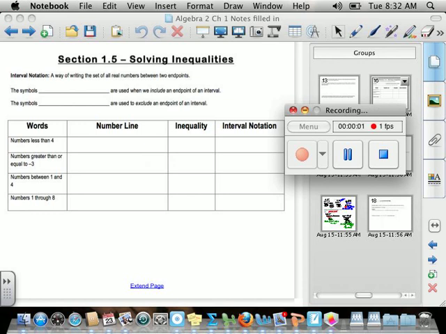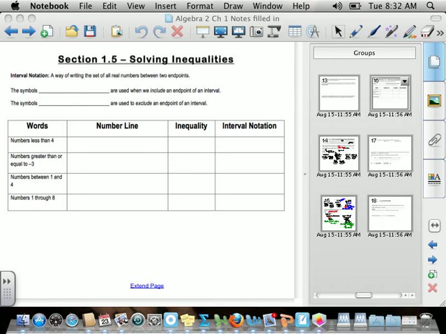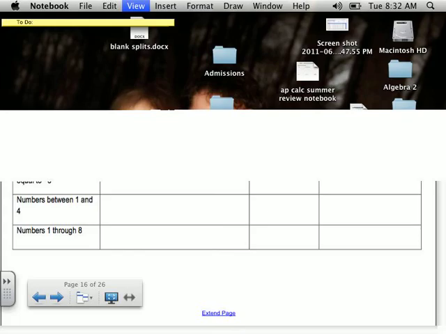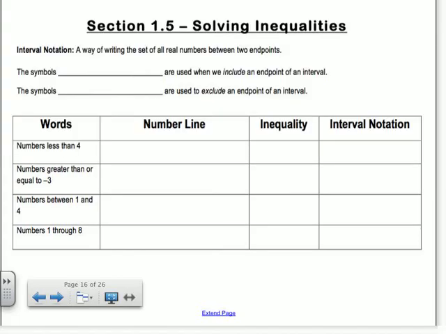Okay, inequalities. Basically, the thing you need to know about inequalities is that whenever you divide or multiply by a negative number, your inequality sign flips. Okay, so that's going to be the big thing that we're going to use.